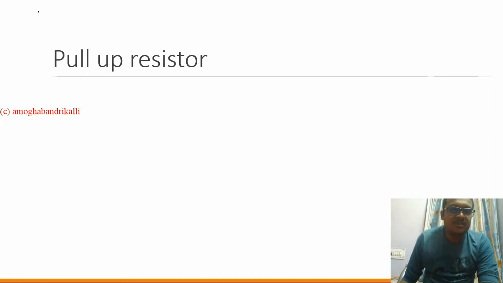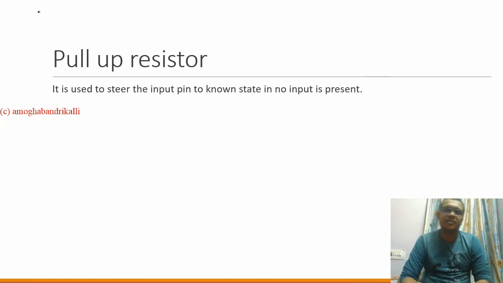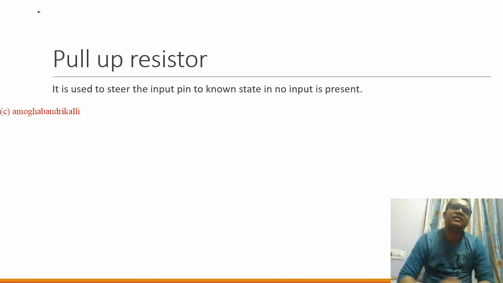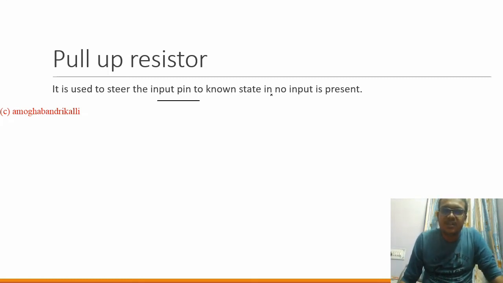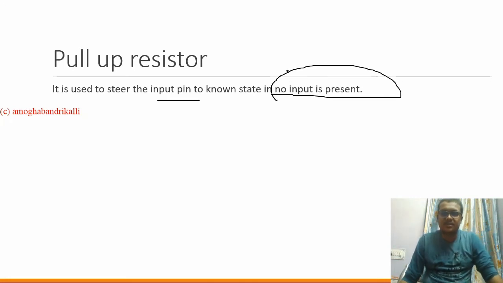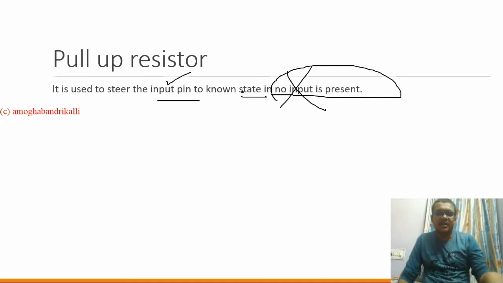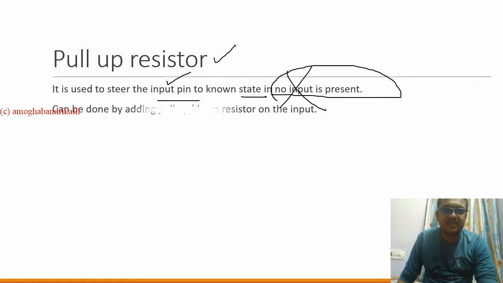So pull-up resistors. A pull-up resistor means it will always be pulling our voltage to the source level. So if the source is 5 volts, instead of giving the current to the other supply, it will be pulling that resistor towards the source or towards a sink. It is used to steer the input pin to a known state if input is not present. If the input is not present, that pin needs to be steered to some sort of state, like an impedance state, low or high. That is going to be done by these pull-up resistors.